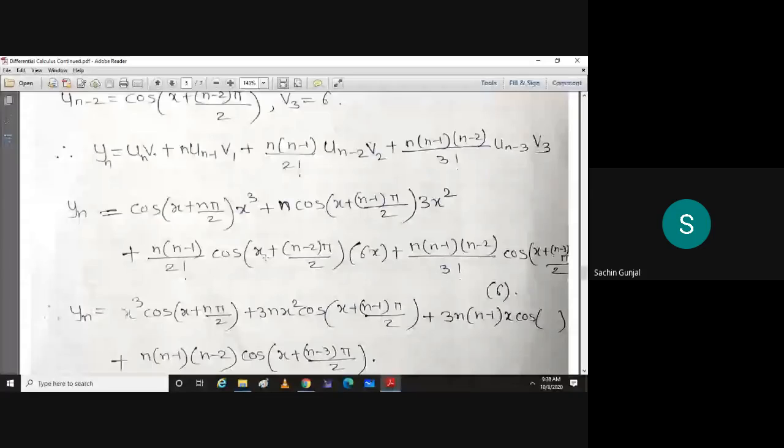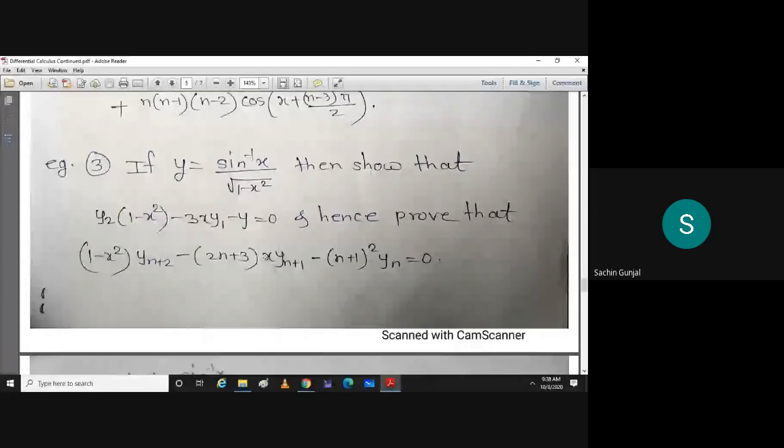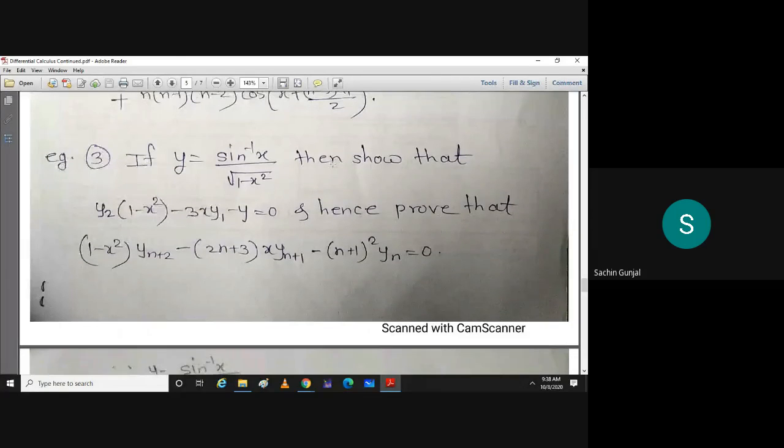Now we'll go to problems like this: y is equal to sine inverse x upon under root 1 minus x square. Then show that y2 into 1 minus x square minus 3x y1 minus y is equal to 0, and hence prove the following statement. Okay, any doubts so far? We'll see the solution of this example. Before that, do you have any doubt? No, sir. Okay, all right.